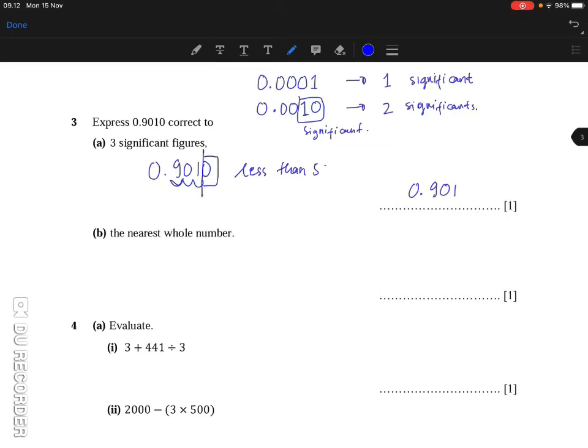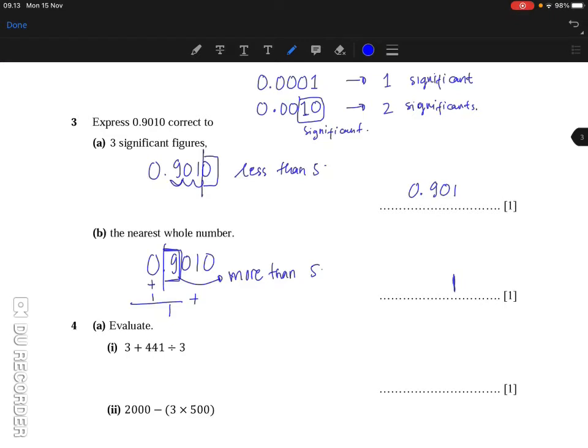Now let's move on to B here. To the nearest whole number, we have 0.9010 to the nearest whole number, so it means you have to stop here, but you have to look at the next number here. You have 9. 9 is higher than 5. It means you need to round up. If you have to round up, it means you have to plus it with 1. So the nearest whole number is going to be 1. It is because this 9 is more than 5.